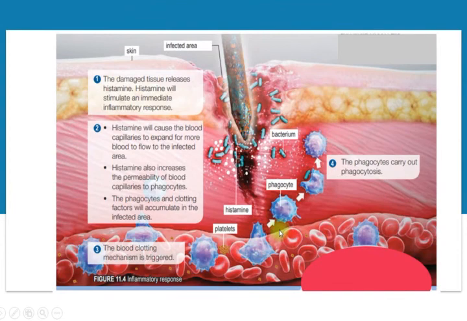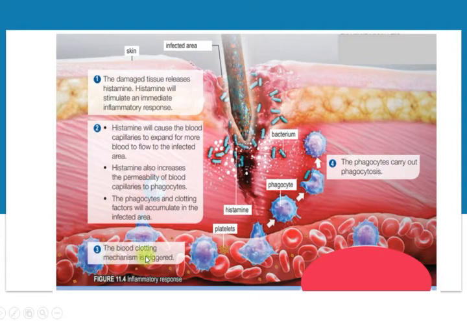Okay, now we go to the inflammatory response. The inflammatory response starts when, number 1, the damaged tissue releases histamine. Histamine is the chemical that stimulates the immediate inflammatory response. Number 2, histamine will cause the blood capillaries to expand for more blood to flow to the infected area. Histamine also increases the permeability of blood capillaries to the phagocytes. So the phagocytes and clotting factors will accumulate in the infected area.